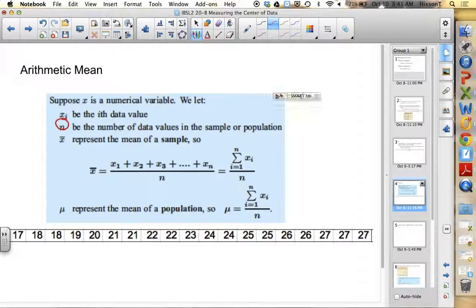N is commonly used for the number of items or the number of data values in a sample or a population. Okay? And this is something that you really need to pay attention to, especially if you're going to be talking about any kind of a mean in your IA. Make sure you use proper notation. If you're dealing with a sample of data, you would use X bar for the mean. That's how you read it, X bar.